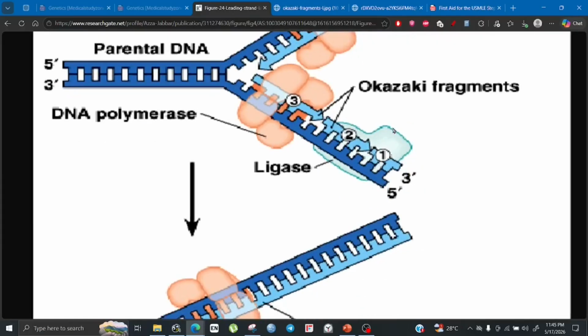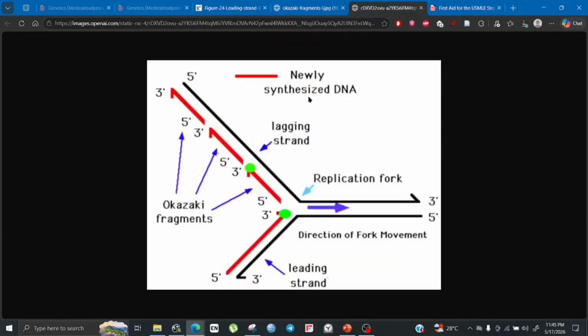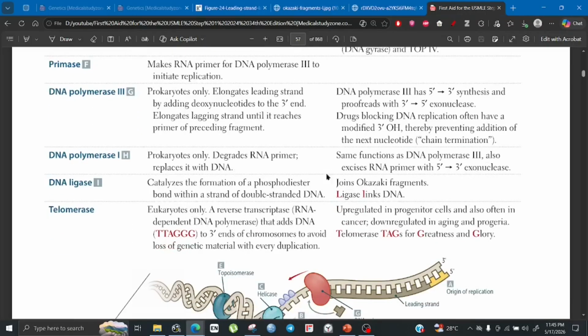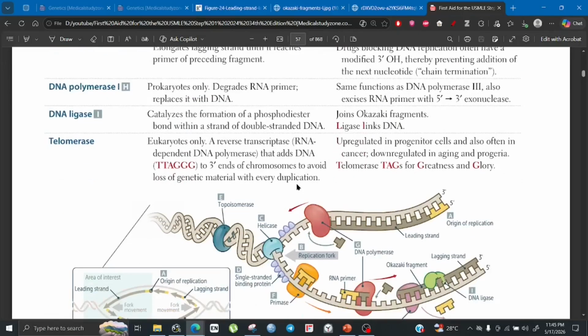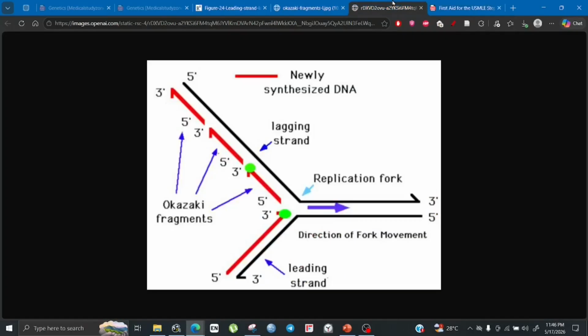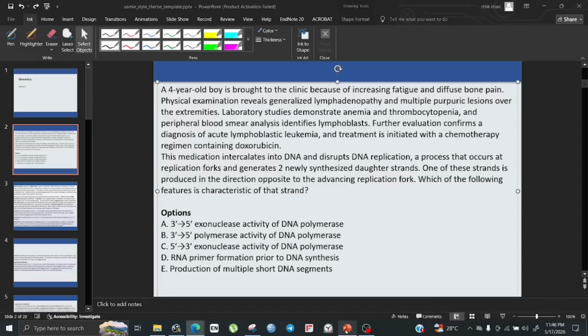But what it does is it creates these fragments, and these fragments are known as Okazaki fragments, right? And these fragments are later joined by DNA ligase, which is this enzyme. So you can view this page also. This is in your First Aid. This is page number 36 in the biochemistry section. So this forms phosphodiester bonds between Okazaki fragments. Okay, so that's what they're basically asking.